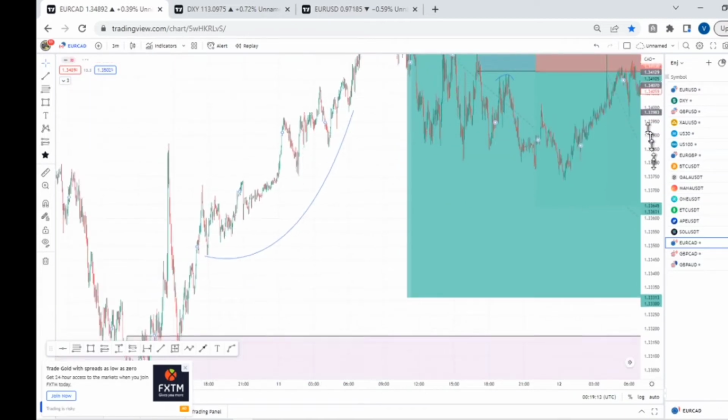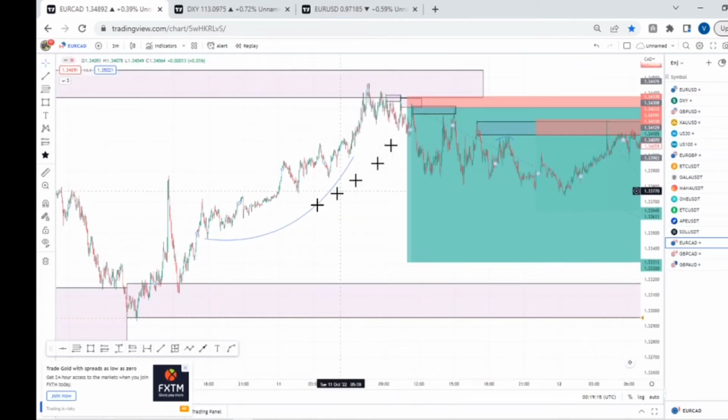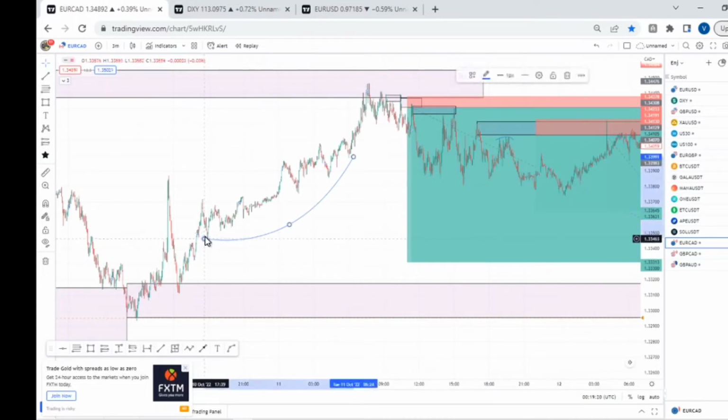Since I knew price was going for this liquidity, the liquidity down here, you can see it. So price needs to clear out this liquidity. As we all know, liquidity is like a fuel. It's what attracts the market, just like a magnet trying to pull down a metal. So that's how liquidity works.